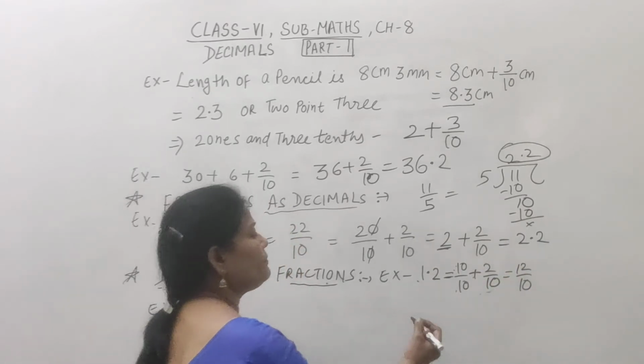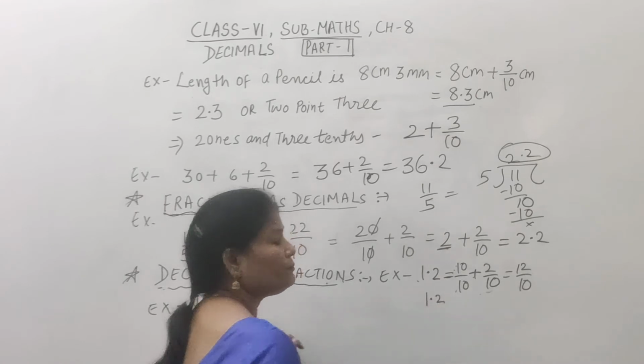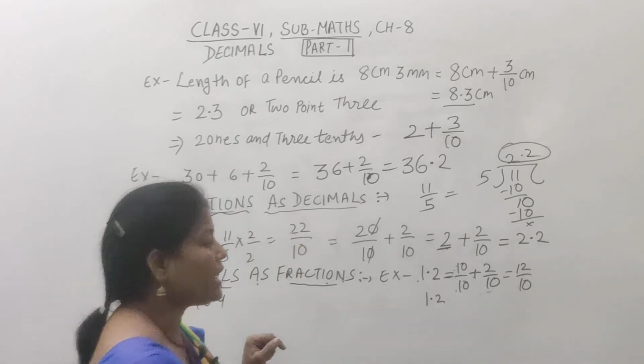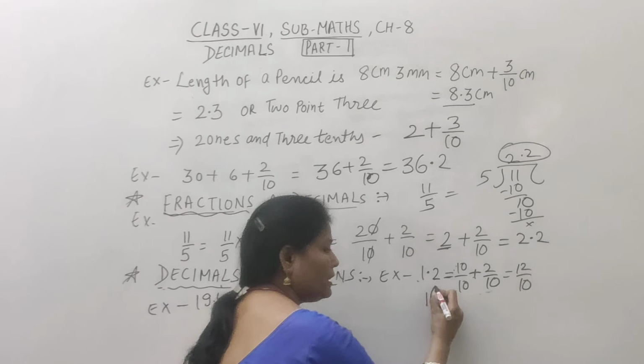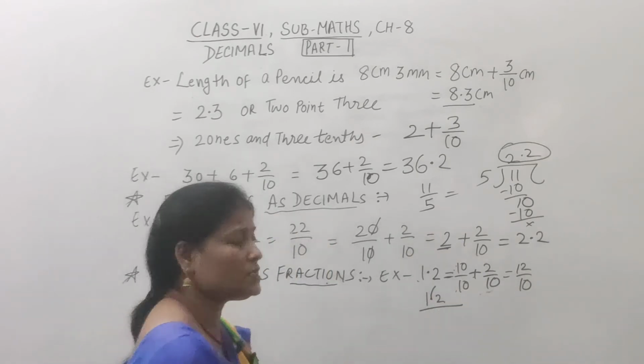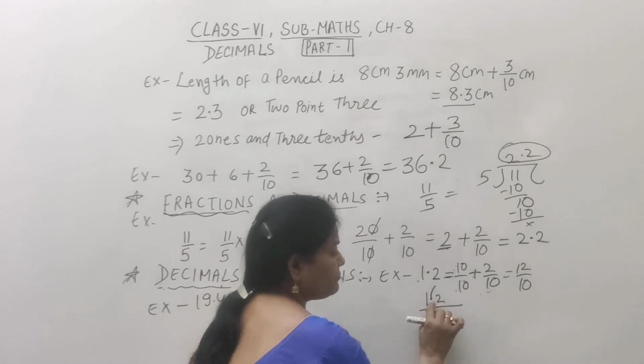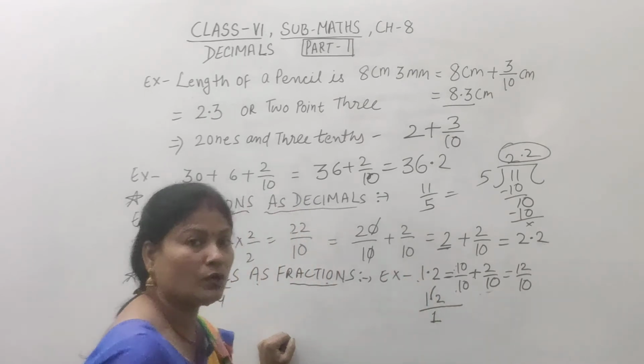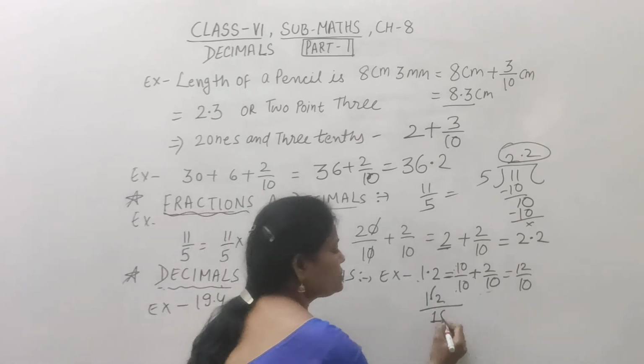Simple method, second method, how do I do it, children? See, 1.2 is written over here. I have to remove this decimal, and after that, in the denominator, I have to put the zeros. But how many zeros will come? See, after the decimal, how many digits are there? Only a single digit. So, 10 will come.